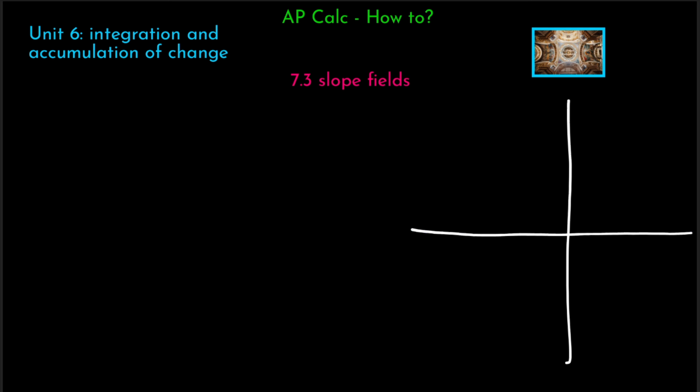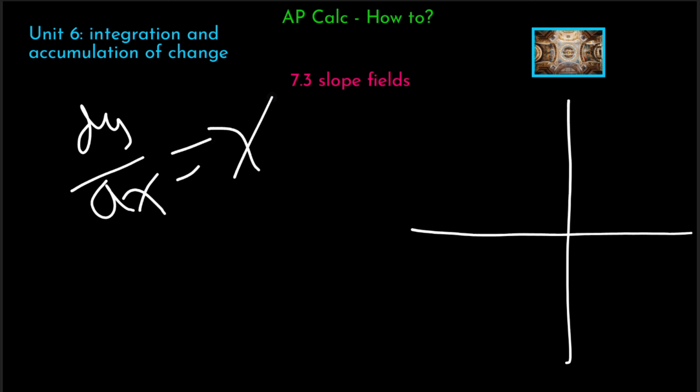What does the slope field of dy over dx equals x look like? Slopes depend on only x, not y in this equation. At every point with x equals 0, the slope equals 0, which is horizontal. At x equals 1, slope equals 1. At x equals negative 2, slope is going to be negative 2. So all vertical lines have the same slope pattern. Now example number 3.